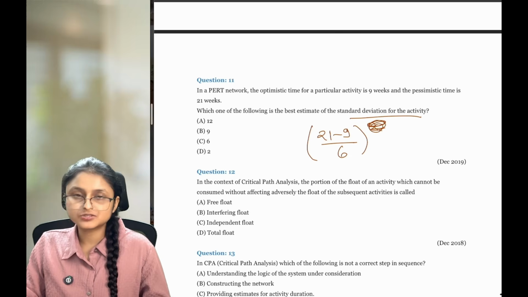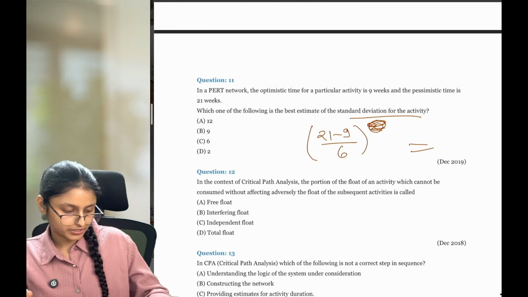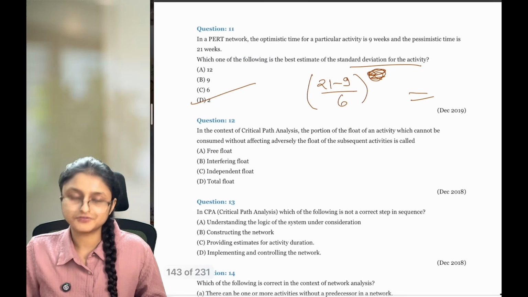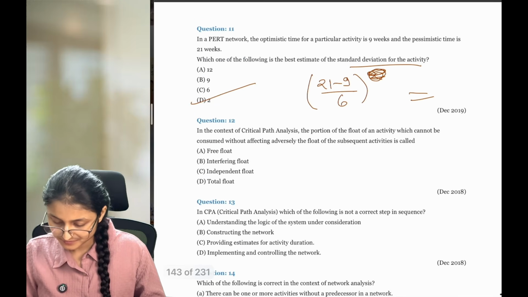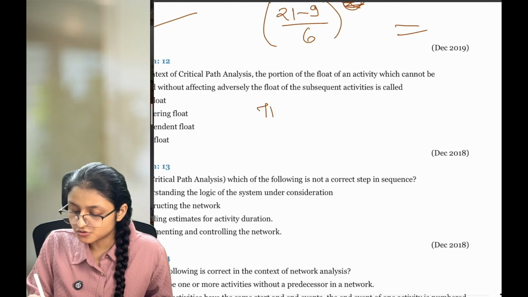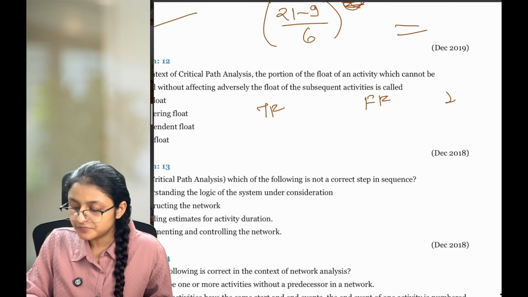But if you remove this square, you're going to get the standard deviation only. 21 minus 9 divided by 6 is equal to 2, which is your standard deviation here. Okay? Now, this is an interesting question. For understanding this question, you need to understand what is total float, free float and independent float.